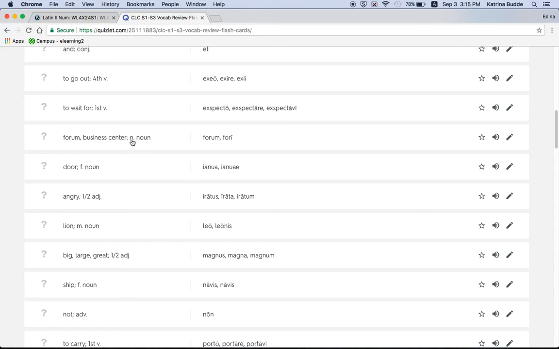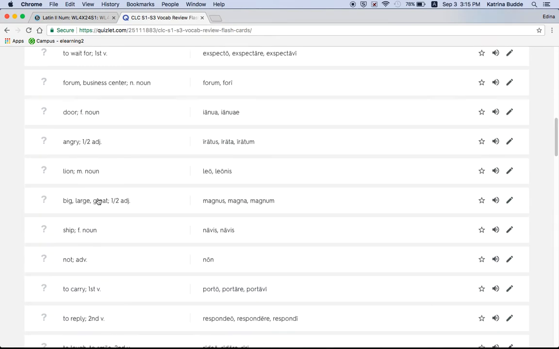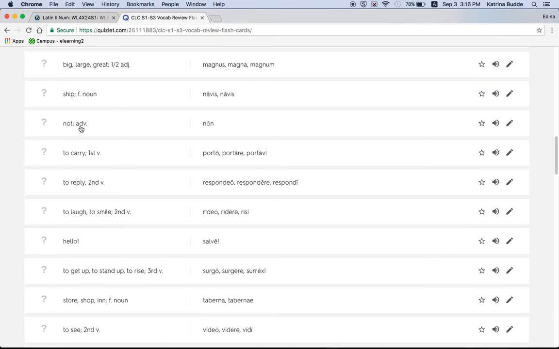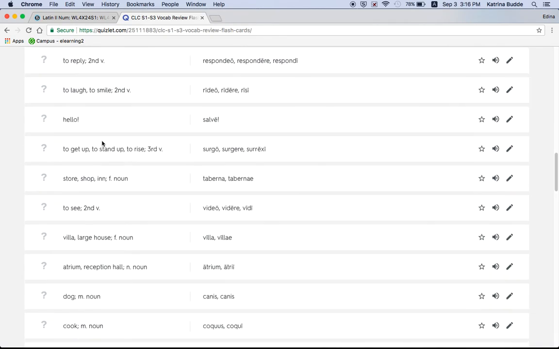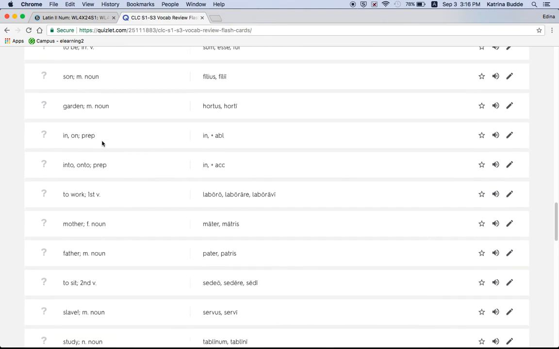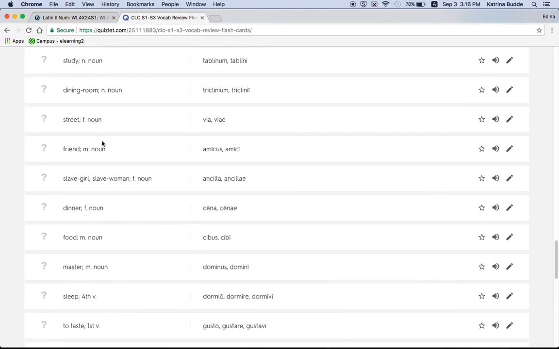Nouns will have the gender followed by noun. So this is a neuter noun. Down here, door is a feminine noun. Down here, lion is a masculine noun. Adjectives will have either a 1-2 adjective, meaning they take endings from the first and second declension, or it'll say third adjective. This is an adverb right here. Again, we have another one with no semicolon and anything to the right. And I think that pretty much covers everything that could possibly show up.